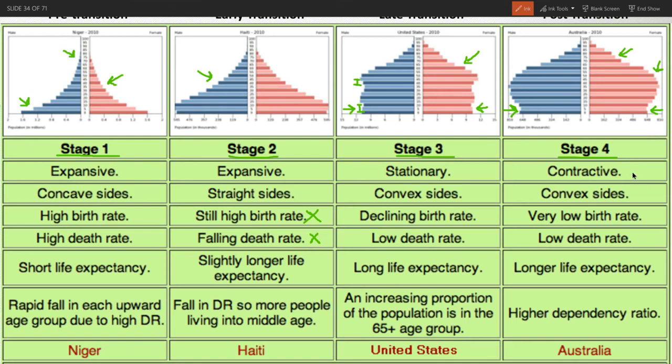So the basic shape we would say would be contractive or contracting, very low birth rate matched with a low death rate. So therefore, this would be more people living to be older and even fewer people being born, as we mentioned a moment ago. You get even longer life expectancy due to better social conditions, better healthcare, nutrition, any number of factors.